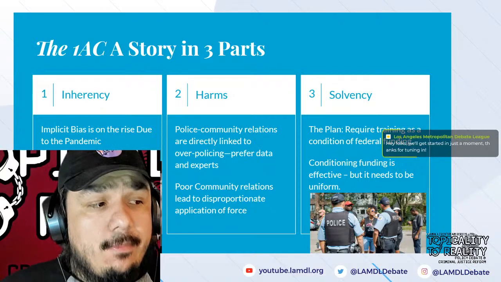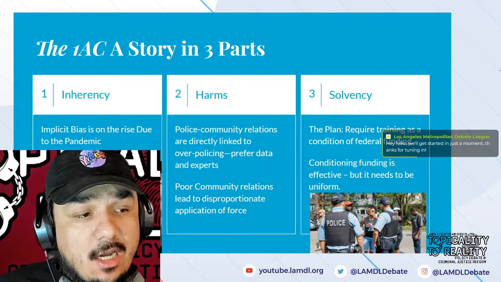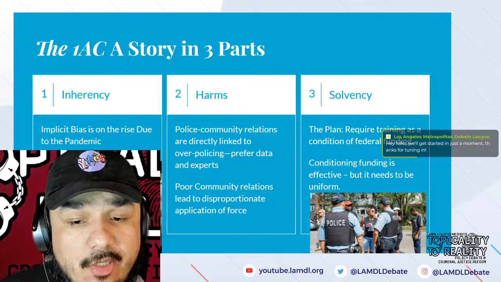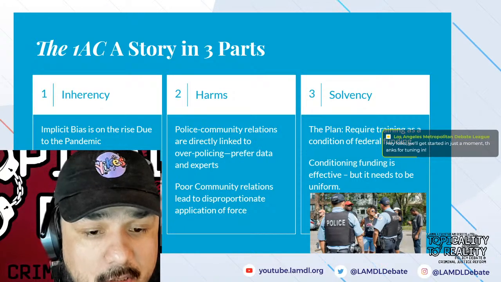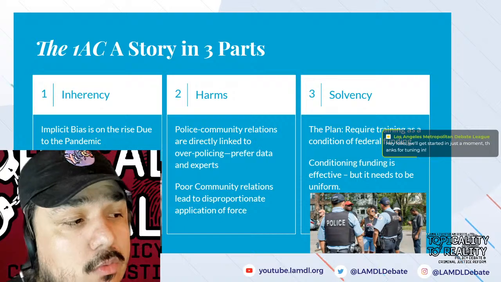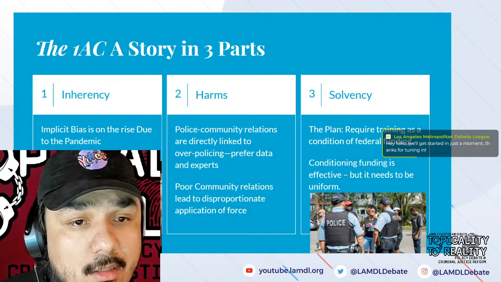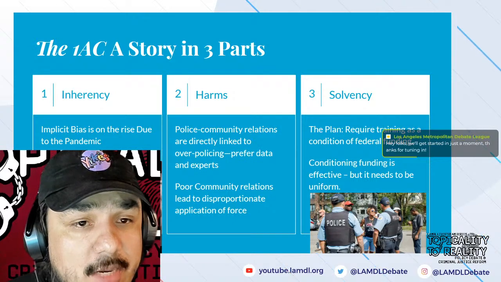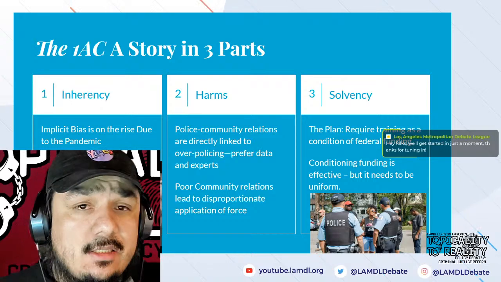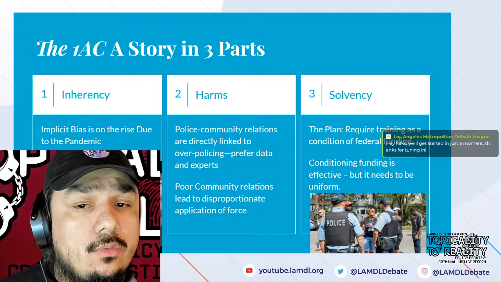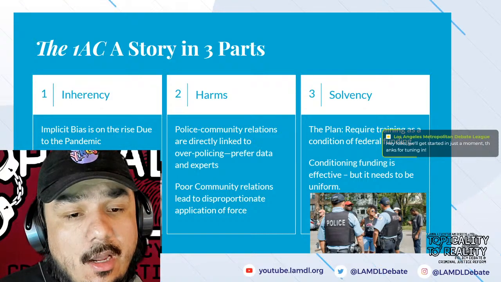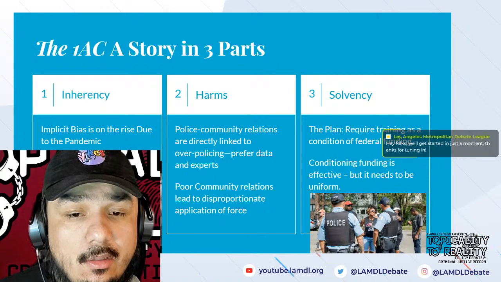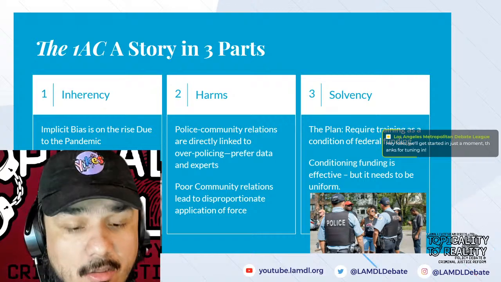The primary impact that our 1AC talks about is over-policing. And it says that police-community relations are directly linked to the over-policing that occurs due to implicit bias. And it points to specific evidence and data that highlights this, right? That when police policies and police practices are shaped by these sorts of assumptions and racist assumptions, that leads to folks getting over-policed. And when you're over-policed, or you're someone who's innocent and then treated as if you did something, you have to think about how does that impact the community overall.